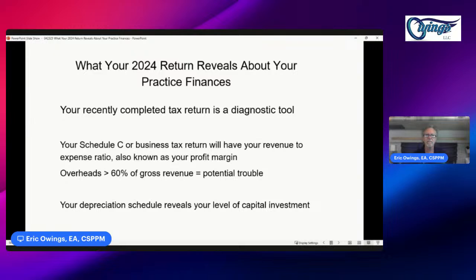You'll notice here that I said if your overheads are over 60% of your gross revenue, you might have a little bit of a problem overspending. Now, I understand that a successful medical practice is definitely going to have high overheads and good quality staffing, and that's a very necessary and ordinary expense. But this is one of those things where you can pull this tool out, your tax return, look it over, and look for potential problem signs.